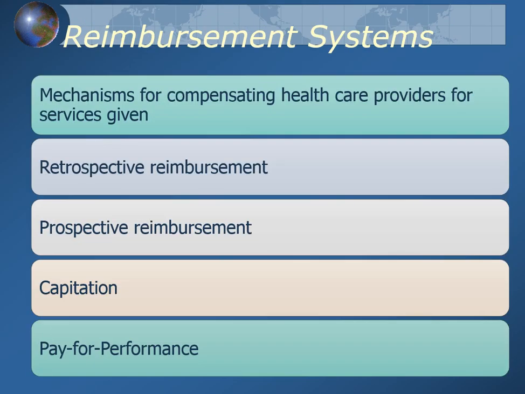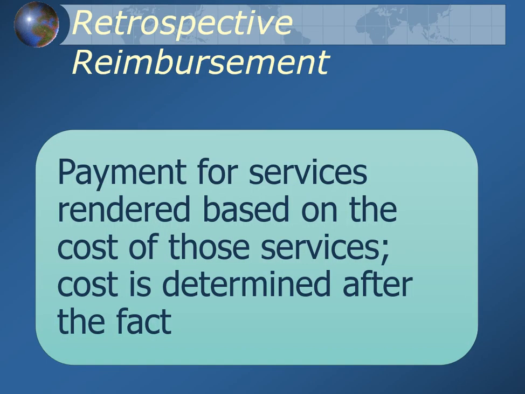Payment for health services or reimbursement involves two aspects: the way in which payments are made and the source for the funds of payment. Retrospective reimbursement is the form of payment that is made for services based upon and the cost is determined after the fact. The discounted fee for service payment and a fee for service payment are examples of retrospective reimbursement.